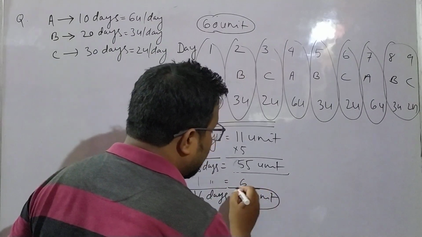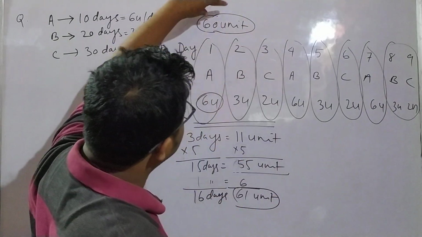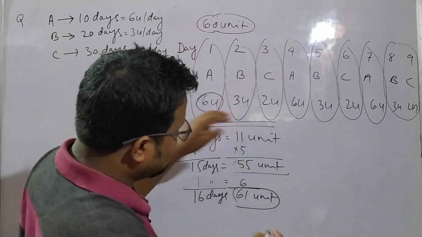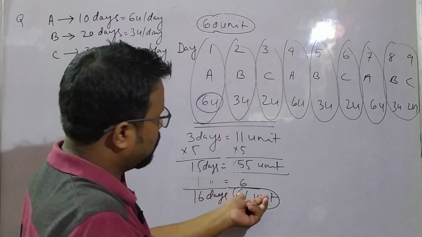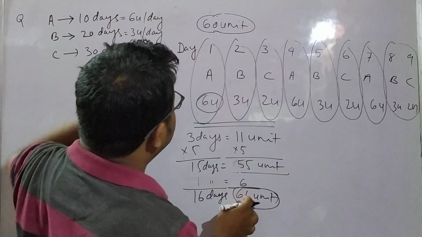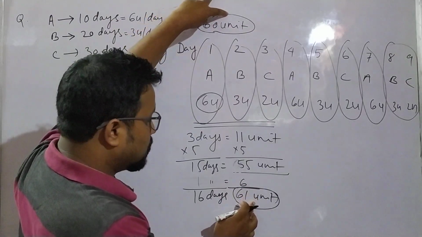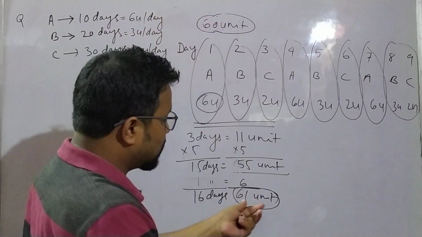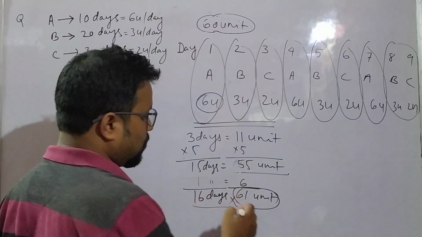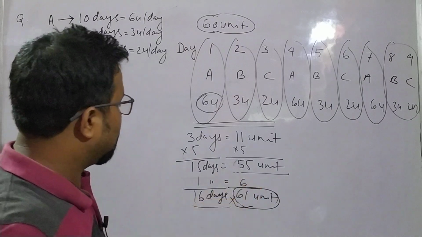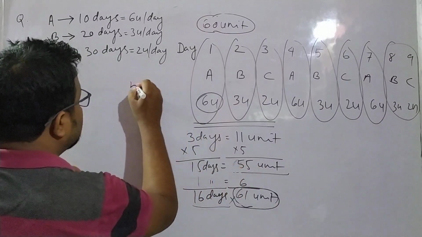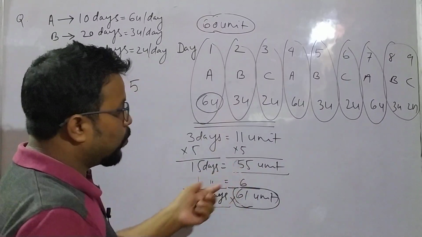But again there is a problem, because it is greater than the total. This must always be lesser than this. We need 60 units, but we are getting 61 units. So 16 days will not be the answer. So how will we get this? We need 5 units now.